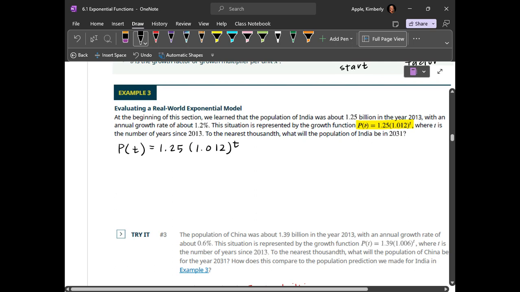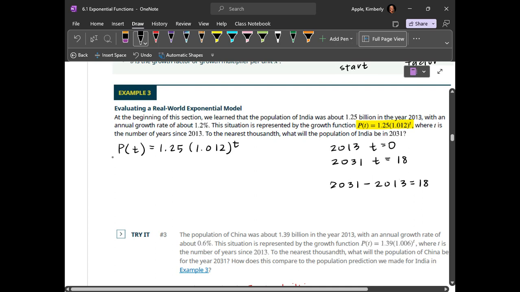So the only step we really need to take here is recognizing that in 2013, t is equal to 0, because that is our initial starting value for time. So from there, I'm asking you what it's going to be in 2031. So I need to determine what the input value will be that corresponds to the year 2031. Well, to find that, I'll say 2031 minus 2013, and I'll determine that the difference in years for this is going to be 18. So t is equal to 18 if 2013 is 0.